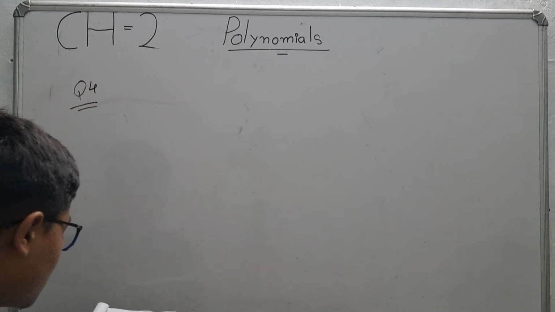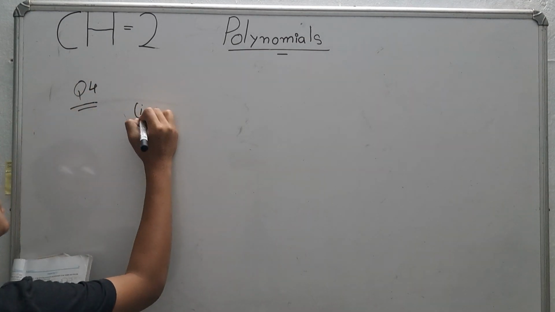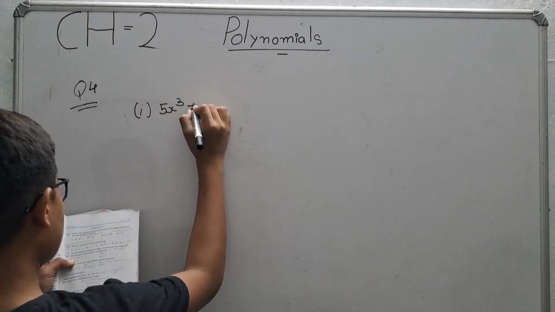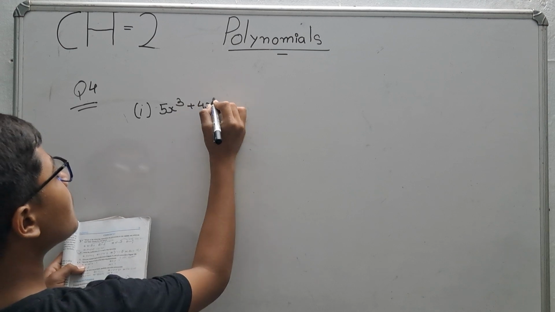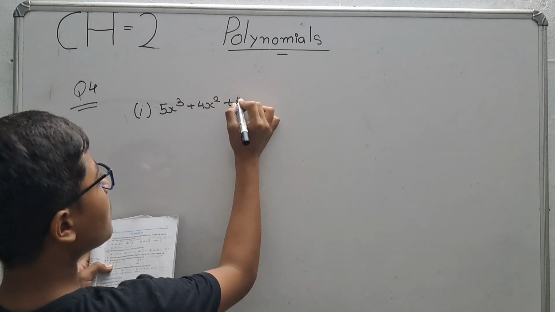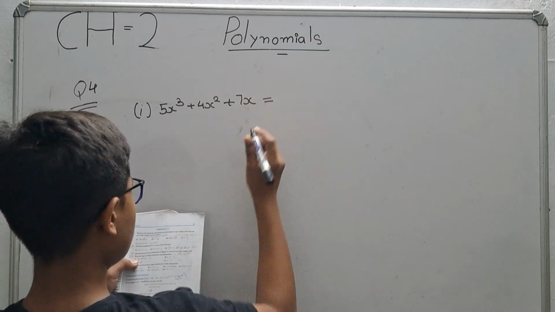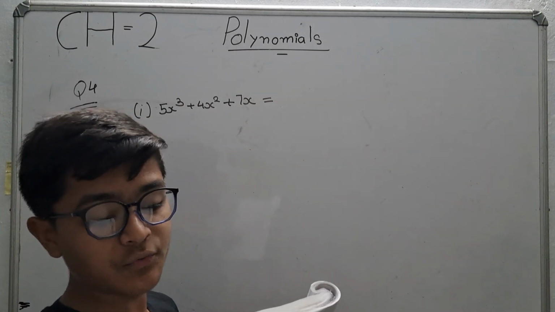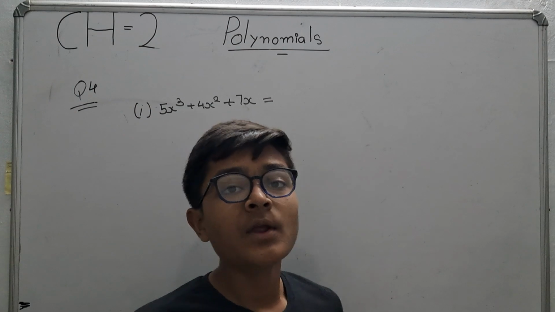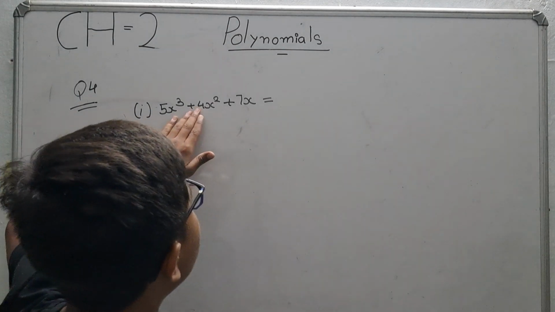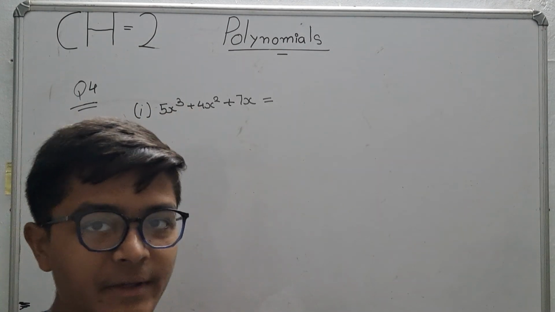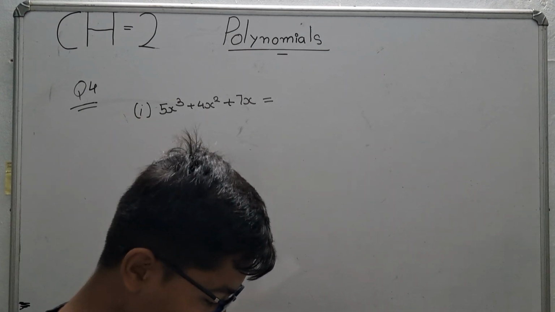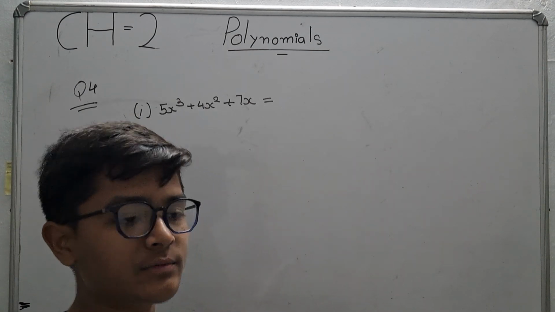What is question 4 saying? In the first equation, they have said we have to find the degree. What is meant by degree? Degree is meant by the power present on the variable. So we have to find the degree of each of the polynomial.